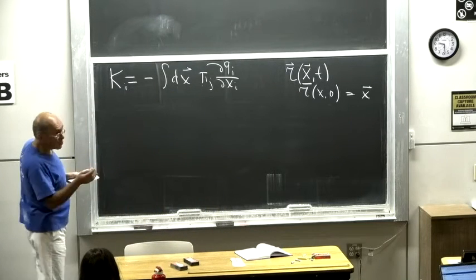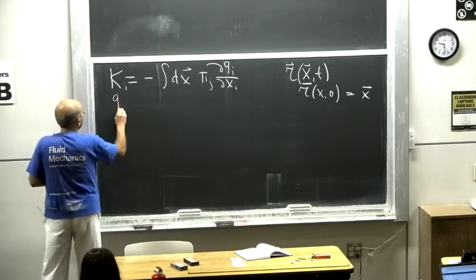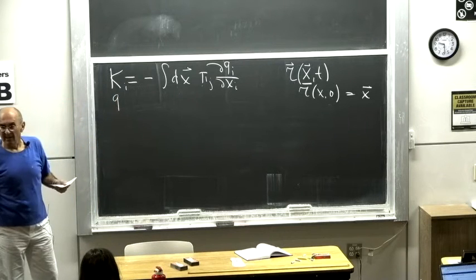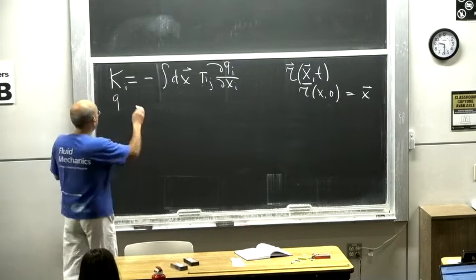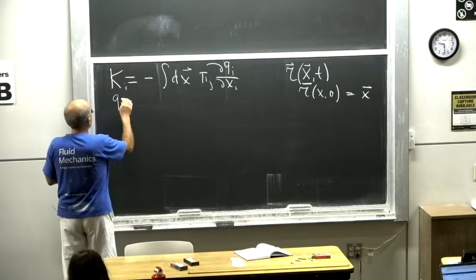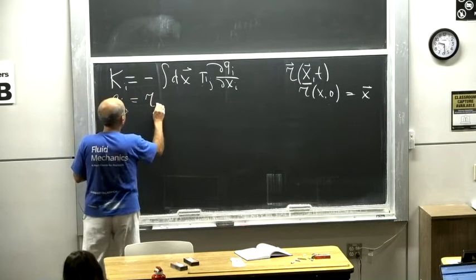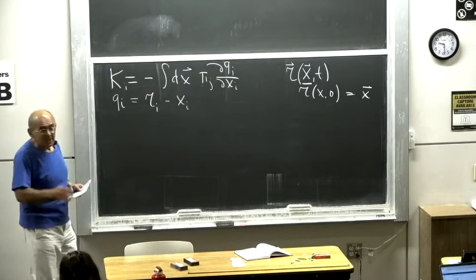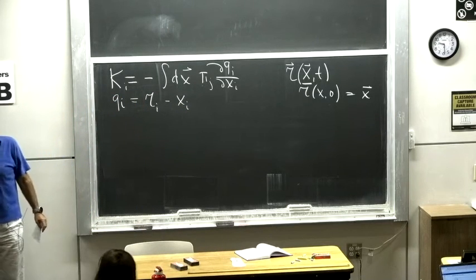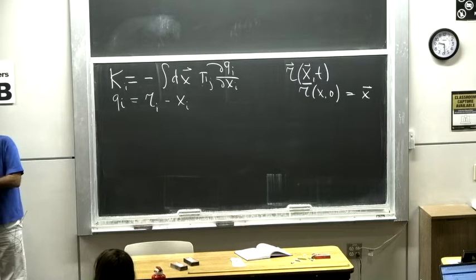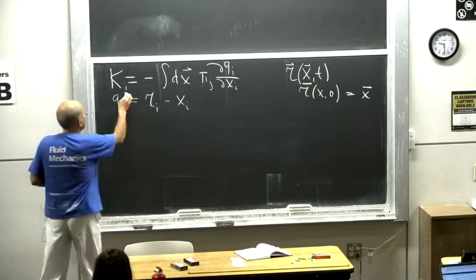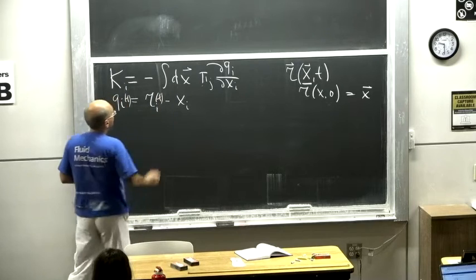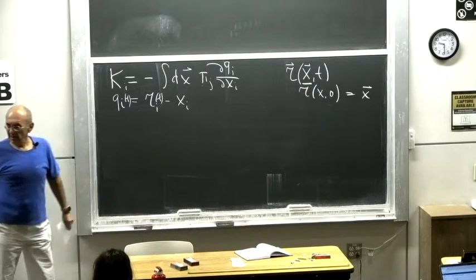So now I introduce Q and P. And for solid state people, it will be immediately recognizable. I introduce Qi as Ri minus Xi. Okay? It's just a displacement. So I was in X, now I am in R. It's a function of time. This is its initial position, okay?